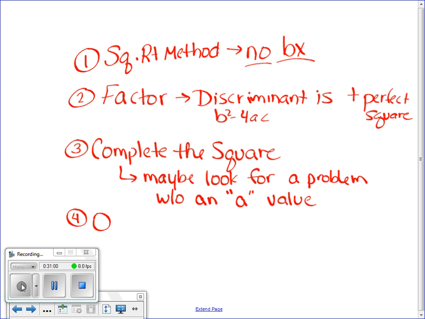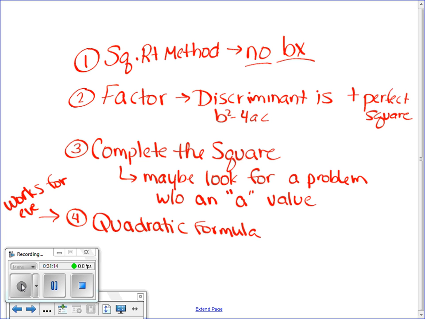And then look for the quadratic formula after that. Because what do we know about quadratic formula? It works for everything. Yep, so works for everything.